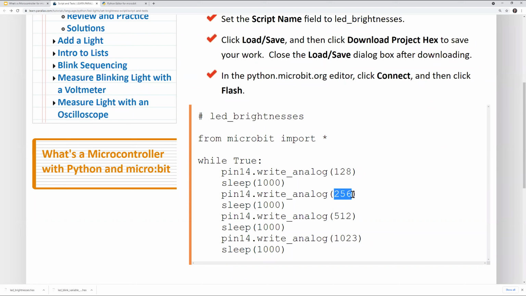Then 256 is basically a quarter. So 256 over 1024 would be 1/4. So it's on 1/4 of the time, again flashing at 50 times a second. Then 512 is on half the time. And then 1023 is on almost all the time. There's just a tiny little low time in between each of them.